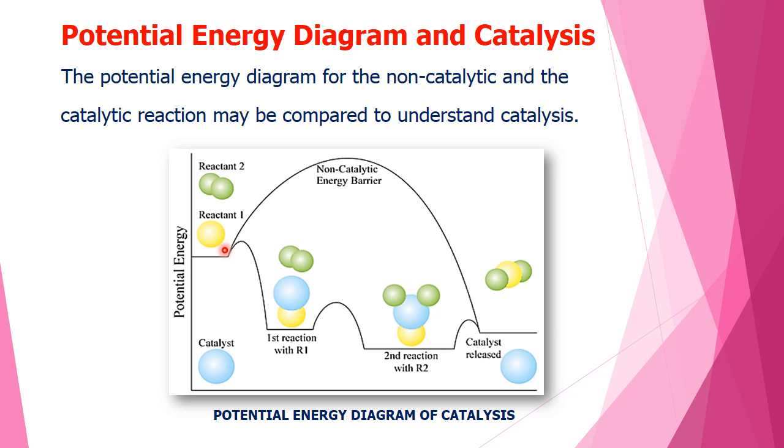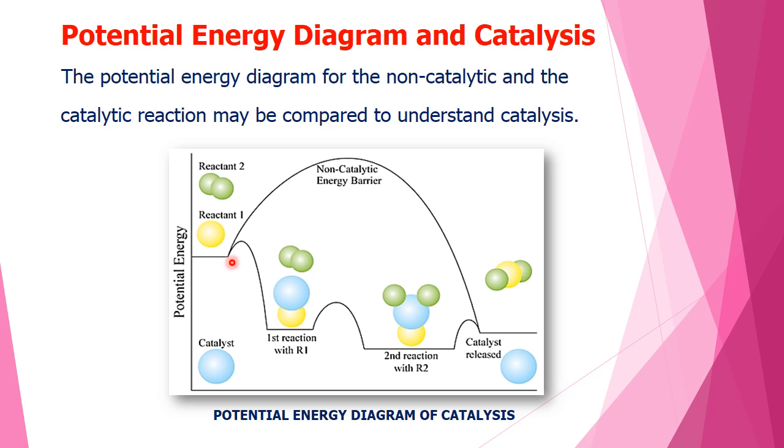the reactant has to take a huge jump, cross the energy barrier, and form a product. But when a catalyst is added, what happens in step 1? The reactant and the catalyst form a bond. That is, the yellow ball and the blue ball bond together in step 1 with a small jump in energy. So this is easily possible.